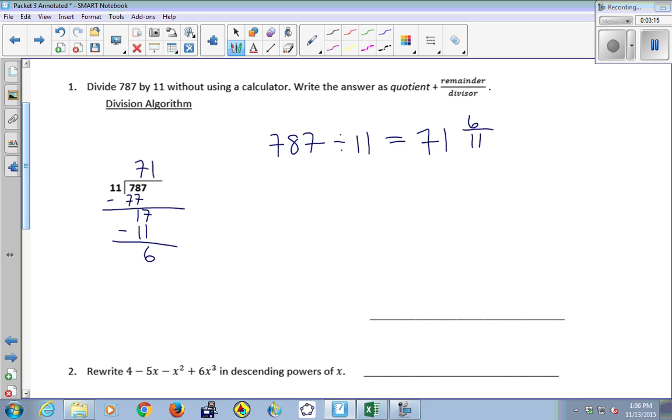Okay. Well, that's how you do it. Yes, and 0.5454 repeating is 6/11. Yeah, you can do it with decimals too. But we're going to do it with the fraction today.